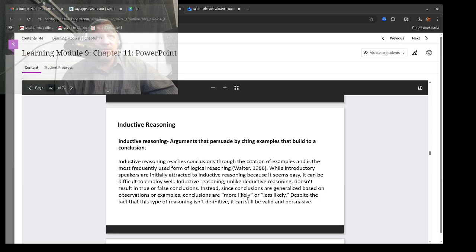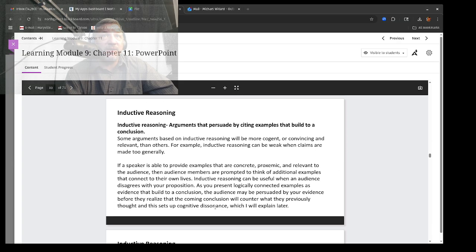So inductive is just stacking it up, right? Inductive reasoning reaches conclusions through the citation of examples, and it's most often used of the logic reasoning methods to persuade someone. This is less emotion-based and more logic-based, right? This is a powerful message, but not everyone thinks this way. Not everyone uses logic. So let's talk about inductive reasoning.